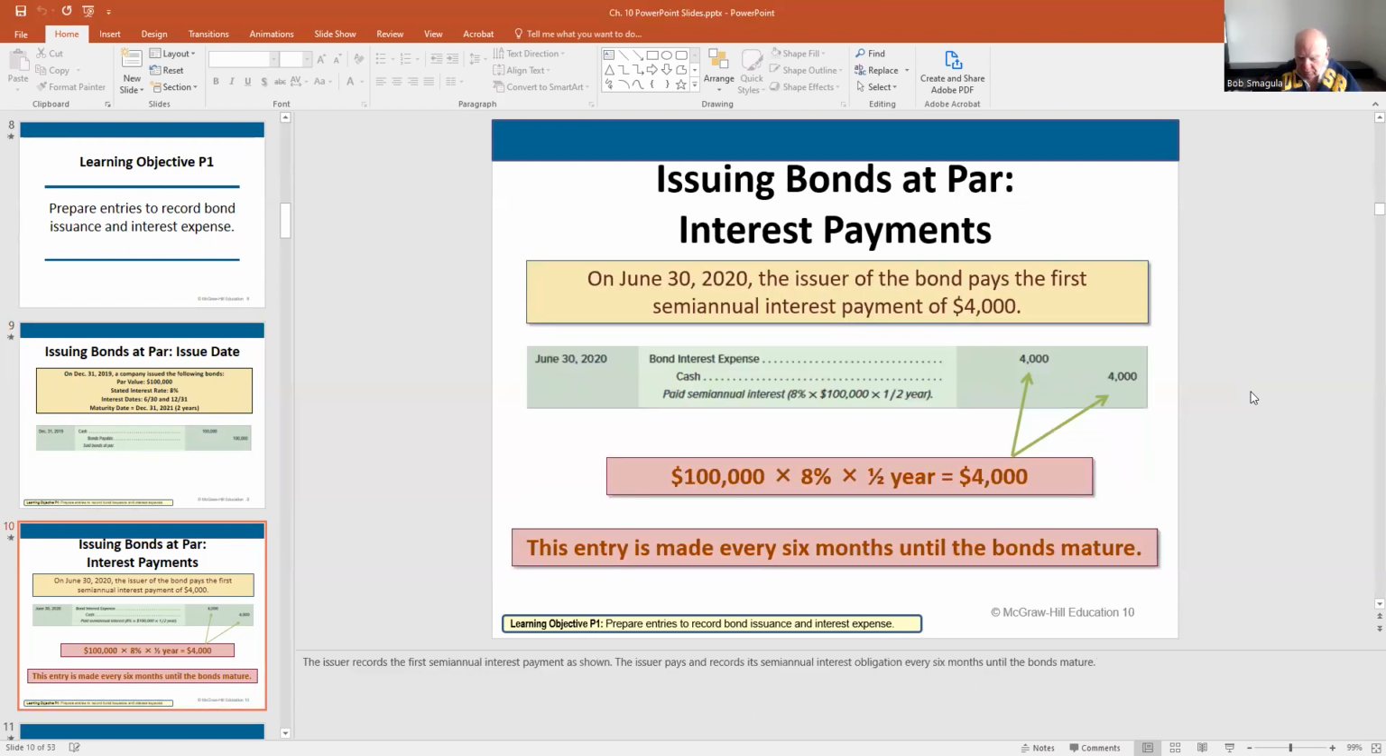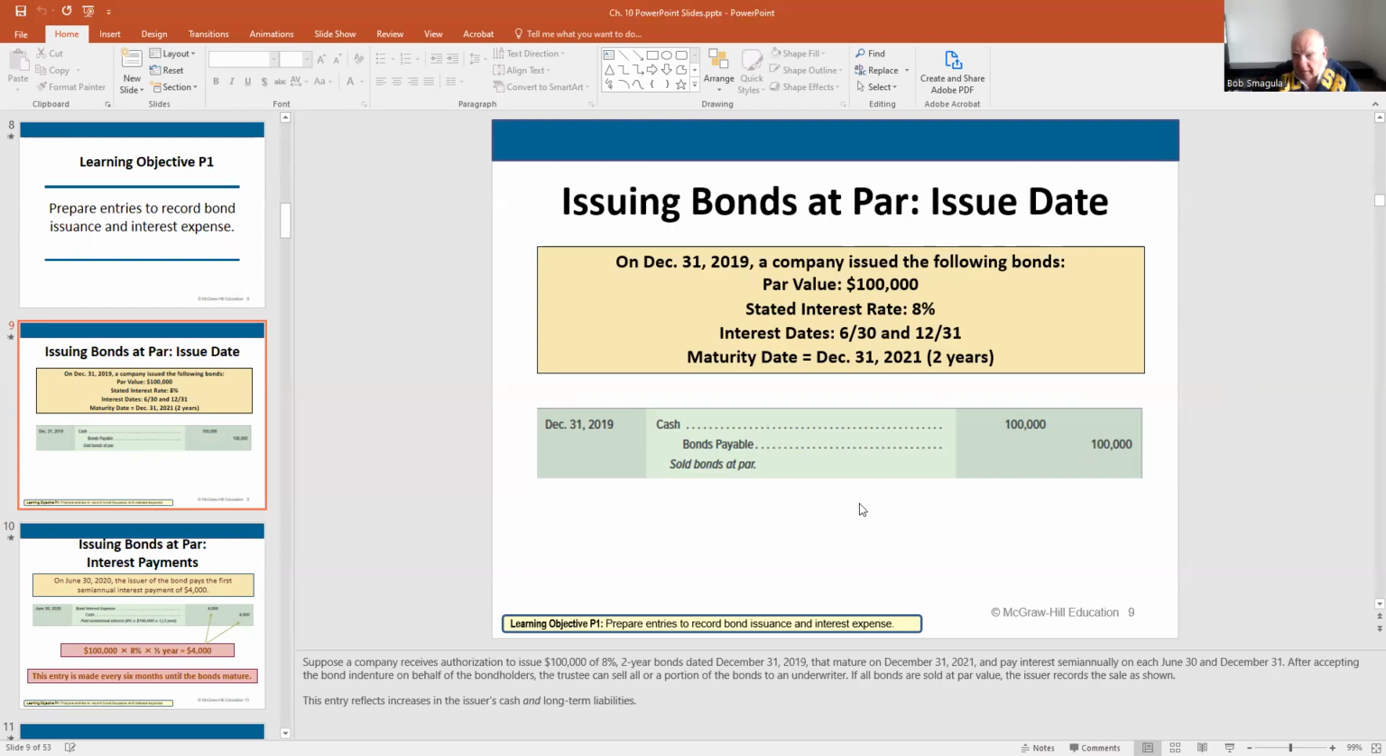And here's the entry to record the bond at par. Let's look at the journal entry real quick. We debit cash. We got $100,000. How much do we owe? We have a liability here. It looks like a long-term liability. It was 2 years of $100,000.